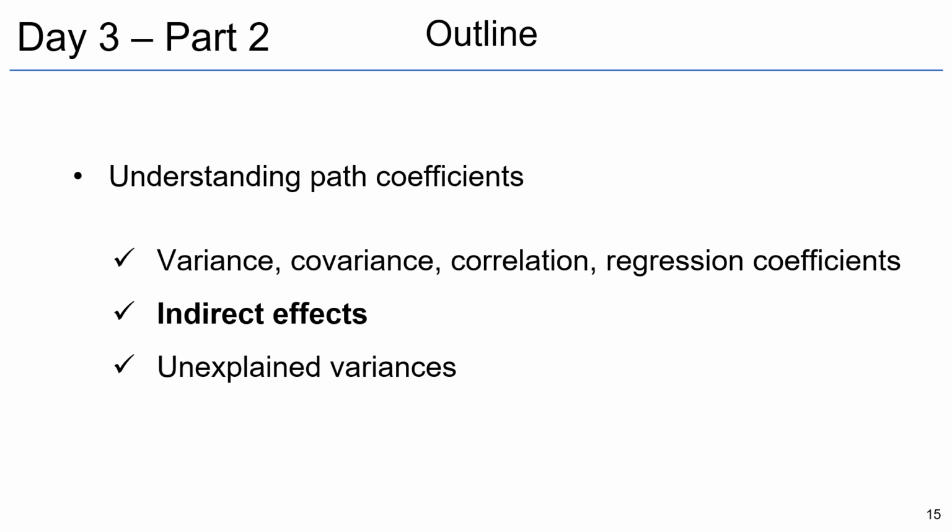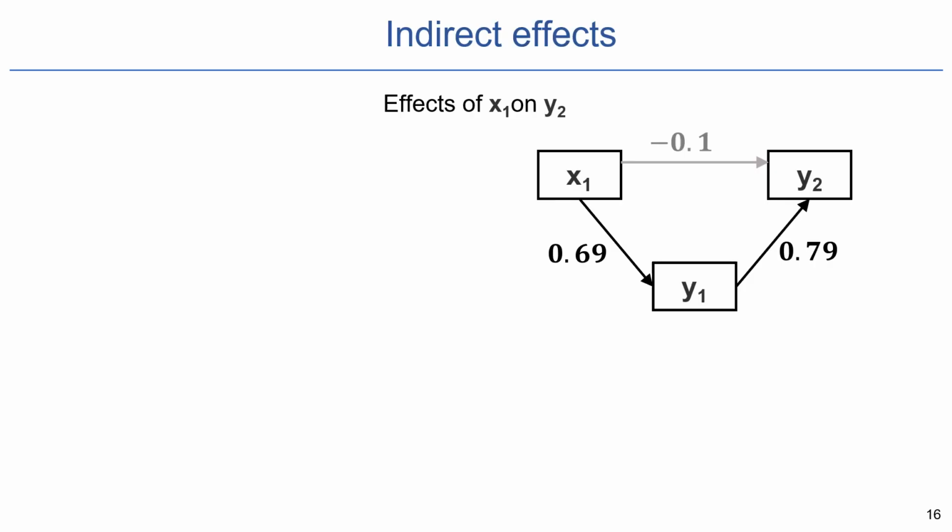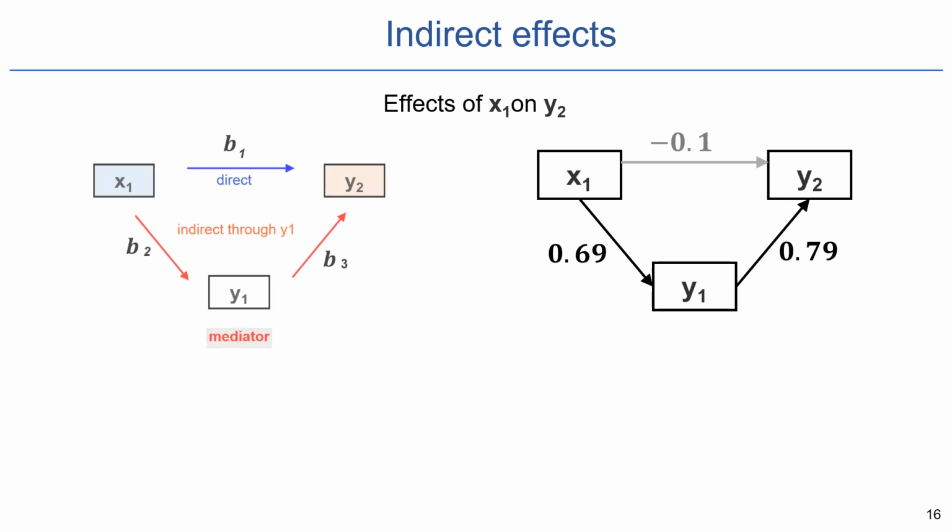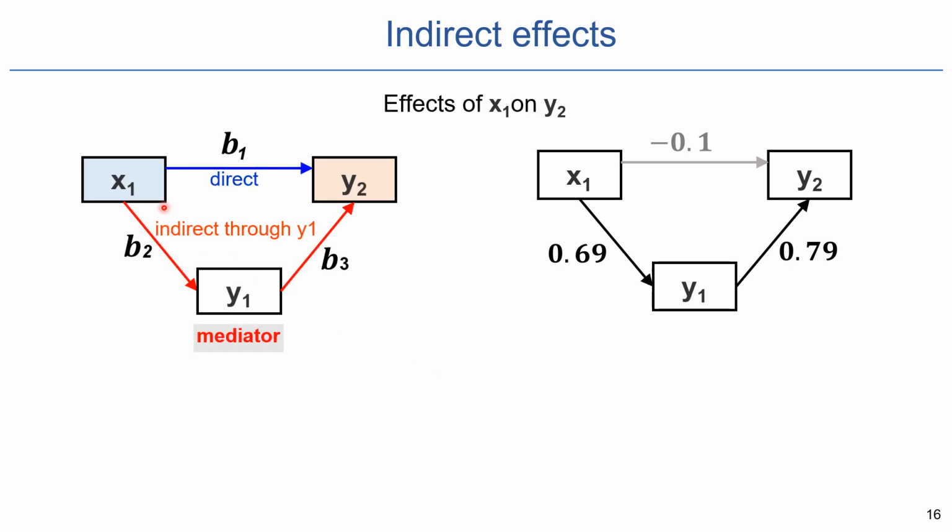And next, let's talk about the indirect effects in the SEM. For this, we will use our previous example. And in this model, the effect of x1 on y2 is not only direct, as shown by this blue link, but also indirect, mediated by our variable y1. That's why we can call it a mediator. And in the example, we see that the direct link equals minus 0.1. And the question is how to calculate then these indirect effects.